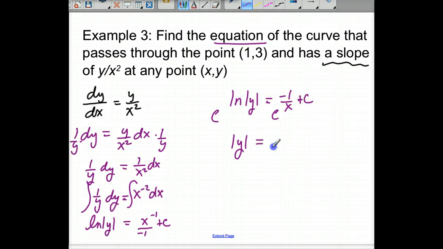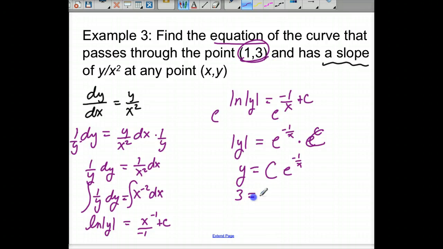Remember our property that if you have a base to a power that is an addition problem or sum, then it's the base to the first term times the base to that second term. And this is just one big constant. The absolute value signs are not necessary here because e to any power will always be positive. And we'll put that constant first. So that's our general solution, and we want it to go through the point 1, 3.